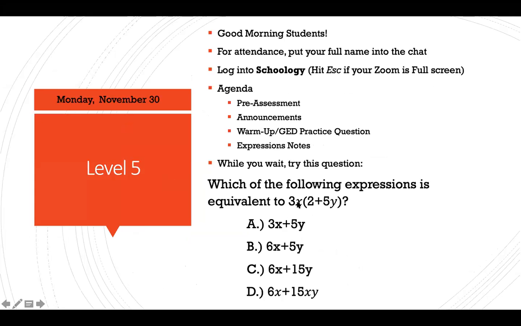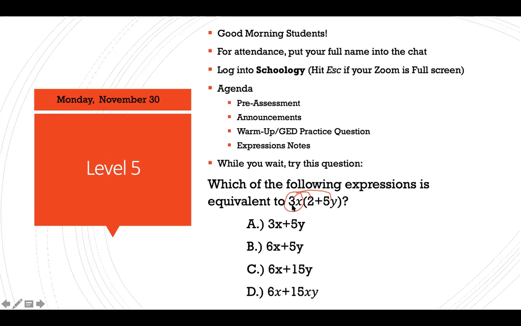So if we look at the example that we have here in our warm-up, we have 3x(2 plus 5y). It says, which of the following expressions is equivalent to that? And so what do we need to do to find the equivalent one? I saw that Tashelle already answered and she put in that her answer is C, but what are the steps that we have to take to get that answer? What do we need to do? Multiply. Yeah, you just got to multiply, right? So you have to distribute, which is multiplication. You need to distribute this 3x to the two terms inside the parentheses.